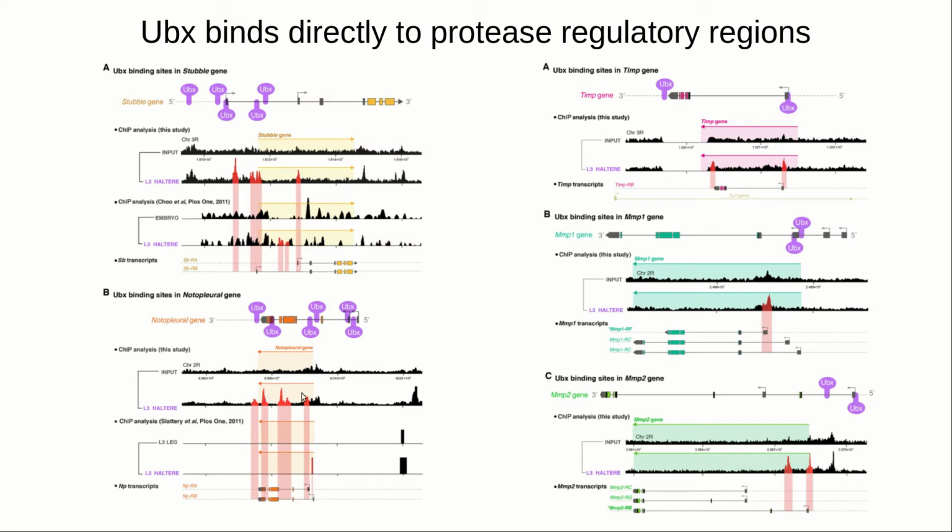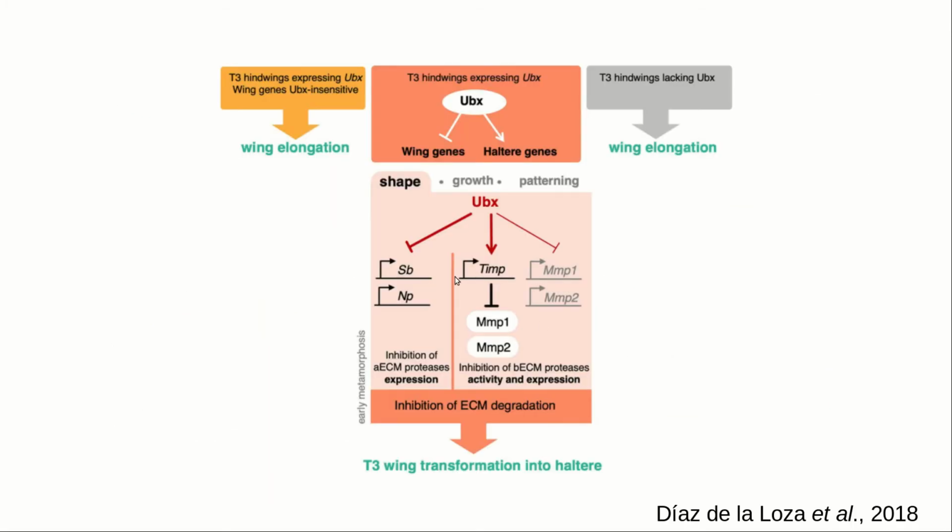Here in these red peaks is where Ultrabithorax binds and represses them in the haltere, and then Ultrabithorax binds to MMP2 and MMP1, which are proteases that degrade the basal matrix, which has collagen, and also Ultrabithorax binds to the TIMP gene, but in this case Ultrabithorax is not repressing it, it's activating it, and TIMP is also a repressor of MMP1 and MMP2. So this is the model that the authors propose.